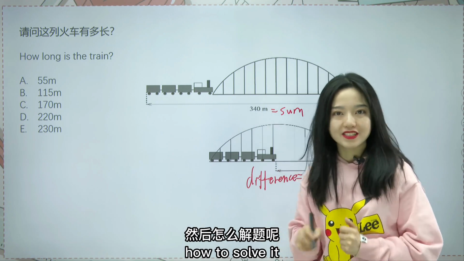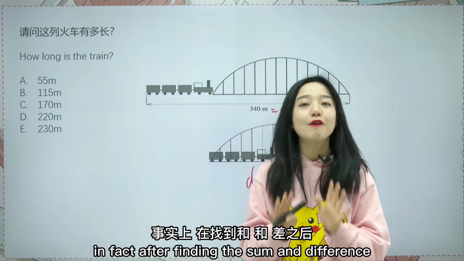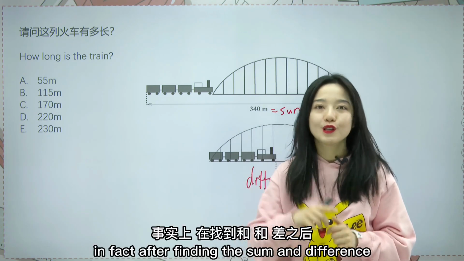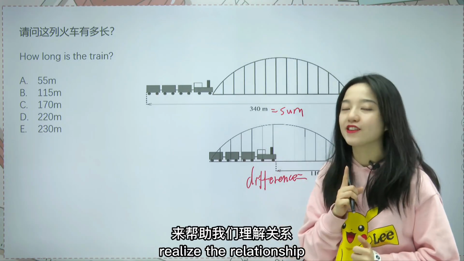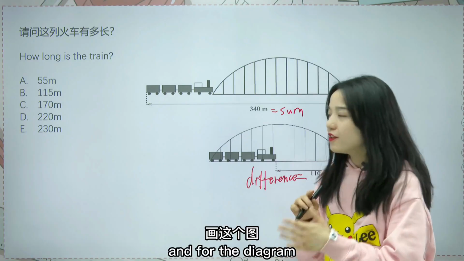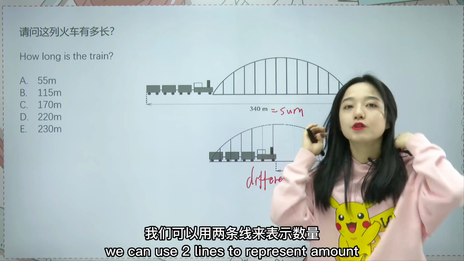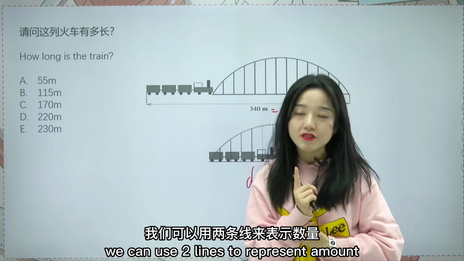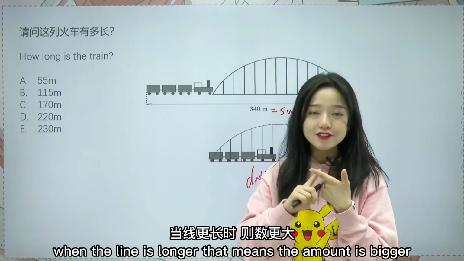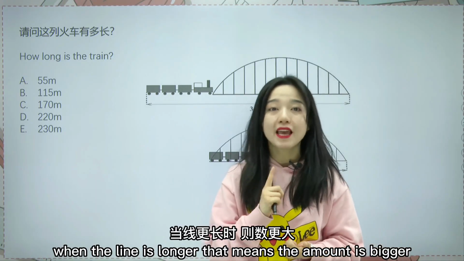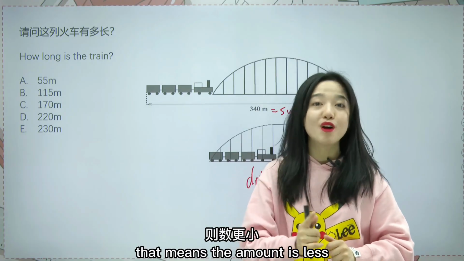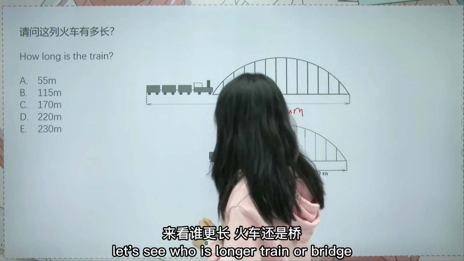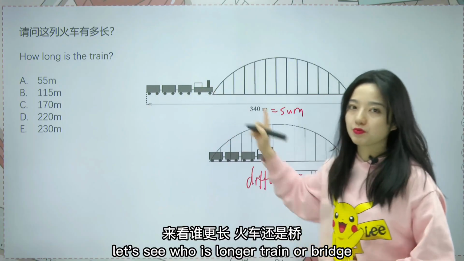How to solve it? In fact, after finding the sum and the difference, we can draw a diagram to help us analyze the relationship. For the diagram, we can use two lines to represent amounts. When the line is longer, that means the amount is bigger, and when the line is shorter, that means the amount is less. Let's see, who is longer, train or bridge?